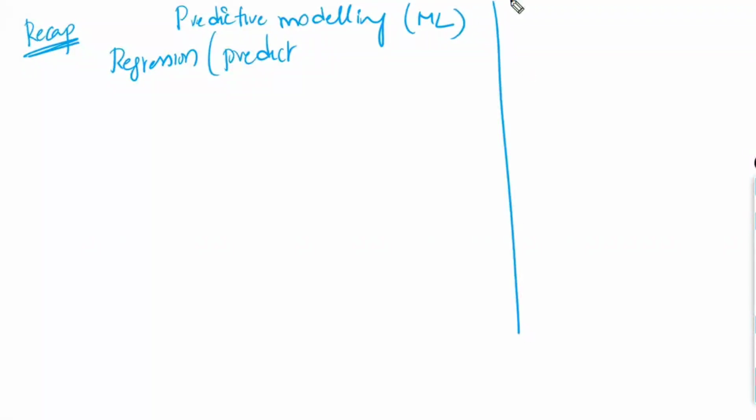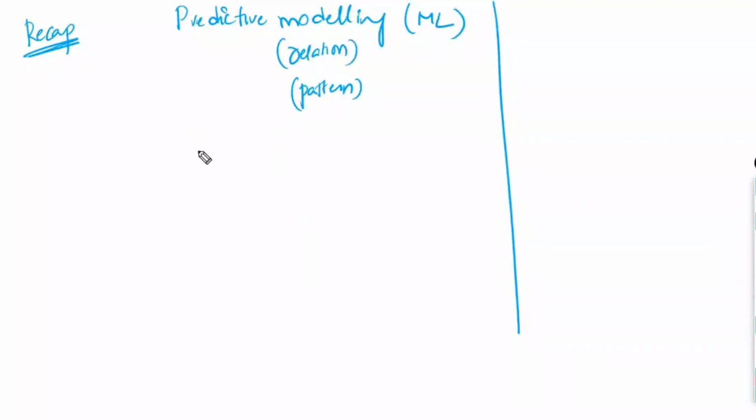Predictive modeling means relation. Predictive relation means using the relation we are going to identify the future. First we identify the relation, which is also called the pattern. If you identify the pattern, then based on that we are going to predict the future. Future means unknown data. We are able to predict on the unknown data, right?